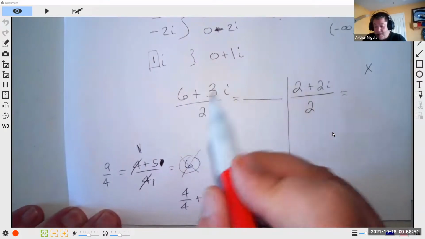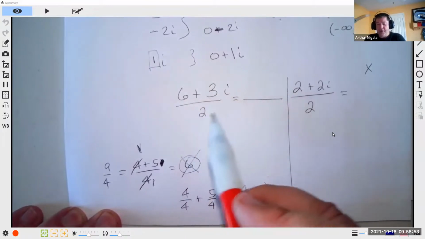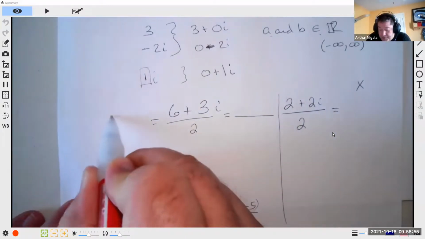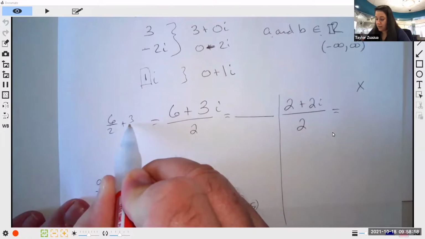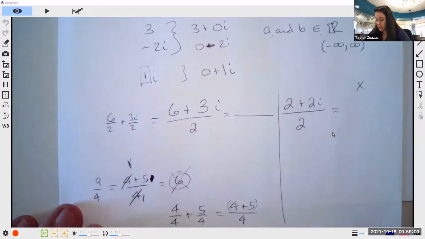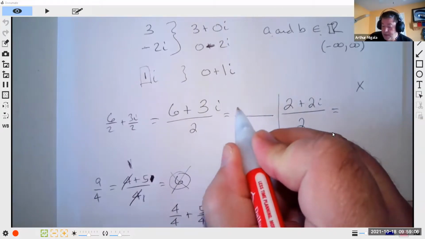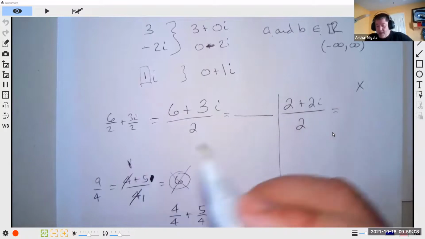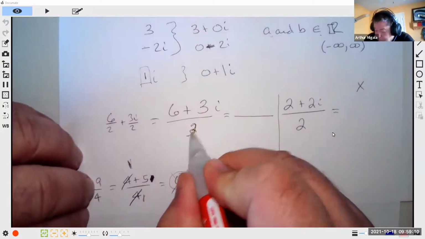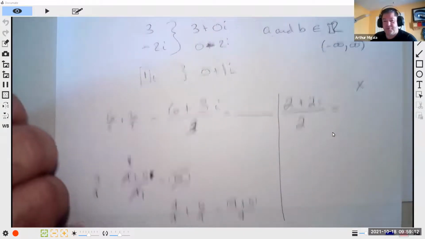Same with these. I can't cancel the 6 and the 2 because it came from this. Gotcha. So what I can do though is, instead of a 2, let's make it a 3 on the bottom. Make it easy for us.